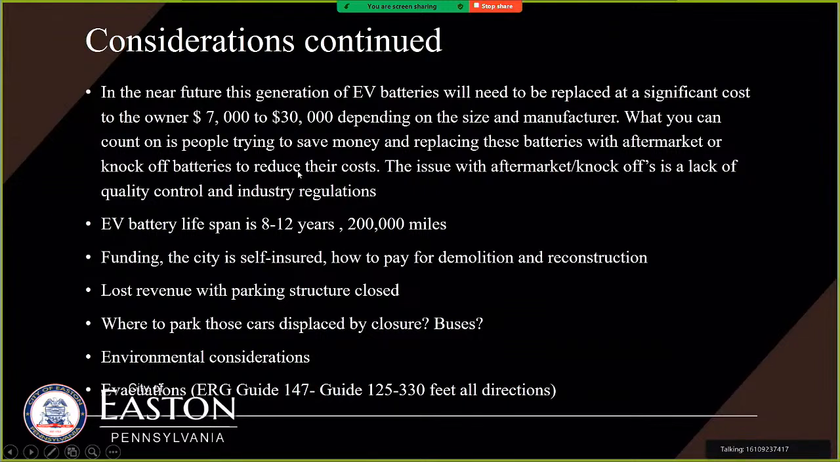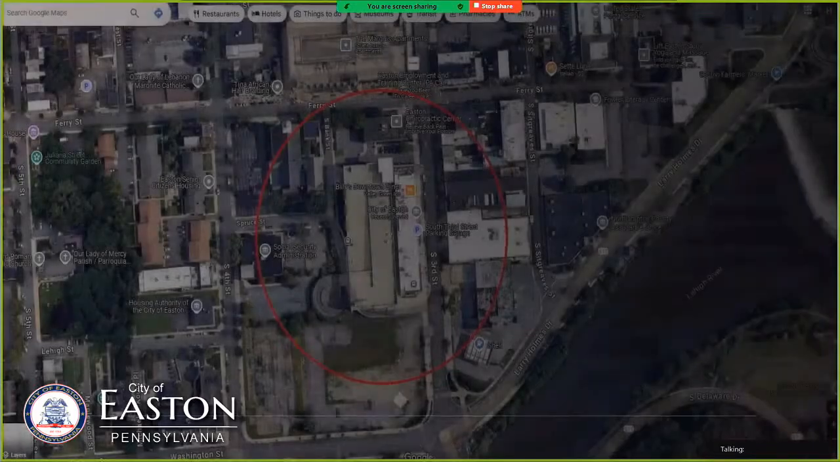Funding. The city's self-insured, so if one of these things cooks off in your parking structures, we're going to have to figure out how to fund that. Loss of revenue, because the structure is going to be torn down or have to be repaired, you're losing all your parking revenue because you're not going to be able to park in the parking garage itself. Environmental considerations, I'll cover that in a little bit when you see that list. And evacuations are going to be driven by our emergency response guide, but it's going to be 330 feet in all directions. And here's the map.